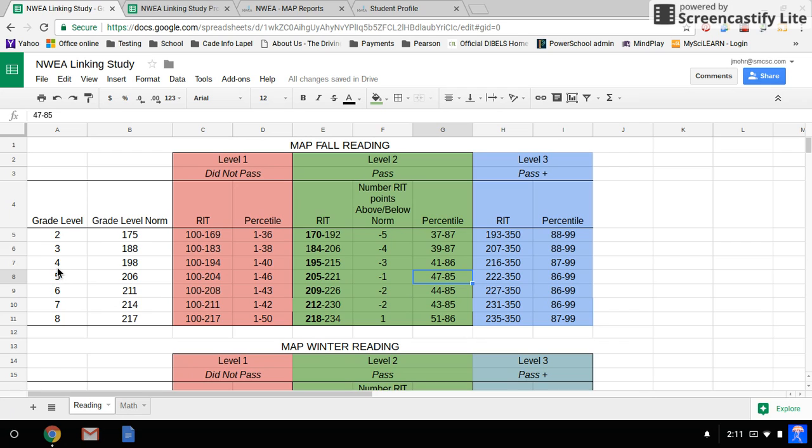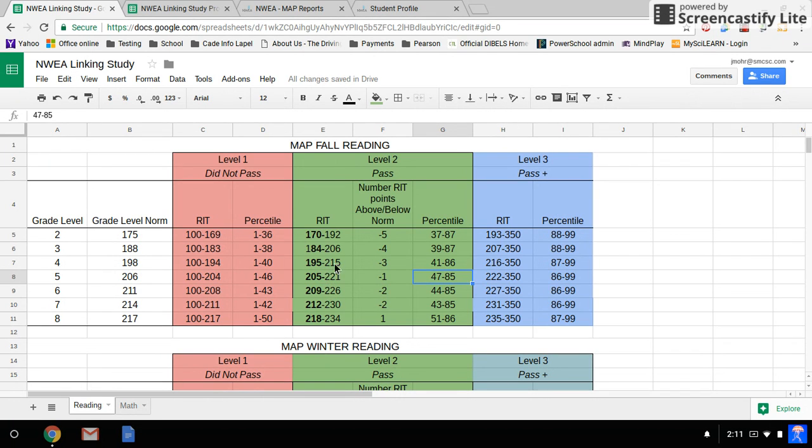What you would do is, if you were a 4th grade teacher, you would look to see my national norm is 198. But in order to be in the passing category on ISTEP, I need to have at least a 195. This column tells you how many RIT points above or below the norm this cut score would be to be on track to pass.